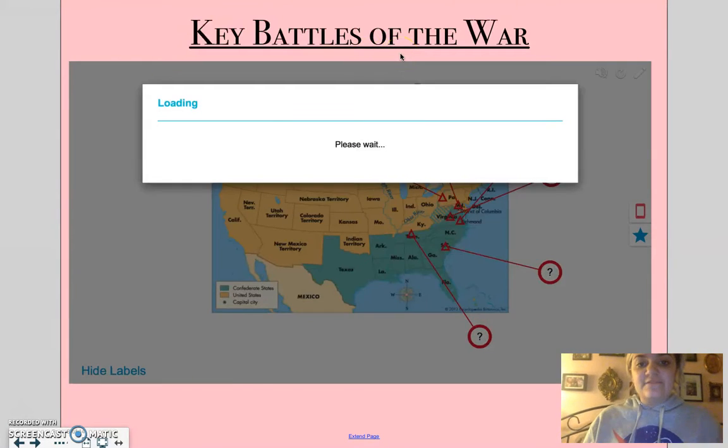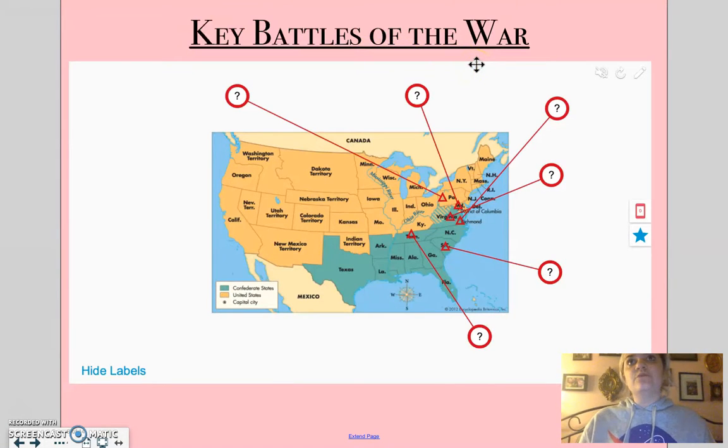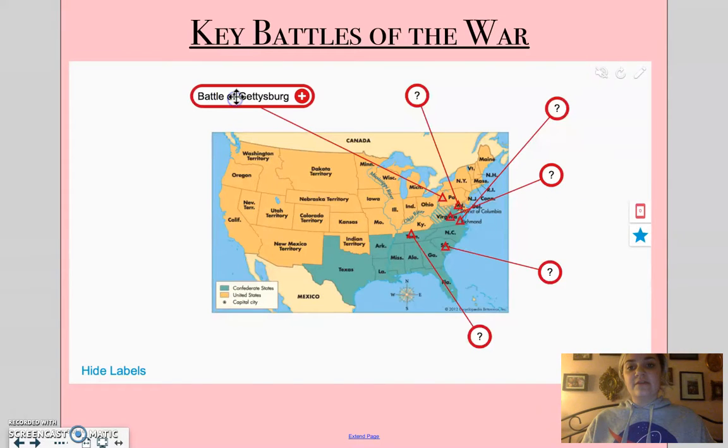This is my interactive map. I would find this really beneficial for visual learners and also interactive learners, people who are body kinesthetic, who need to interact with what they're learning. Each arrow points to a main battle of the Civil War. You could click the question marks and it would give you the name of the title of the battle.